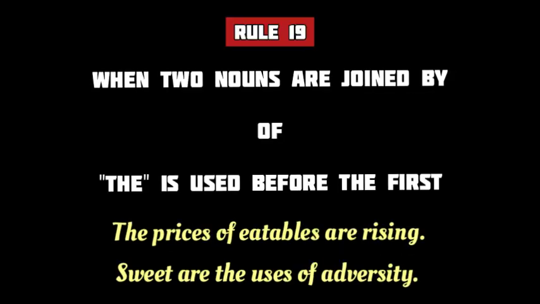The next rule is also very important. When two nouns are joined by the preposition of, the definite article the is used before the first noun without fail. For example, on your screen, the prices of eatables are rising. Here, prices and eatables are the two nouns connected by the preposition of, so the definite article the is used before the first noun prices. Sweet are the uses of adversity. Here, the has come before the first noun uses.